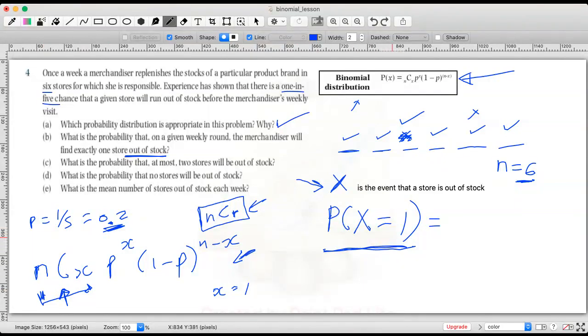So for our problem where X is 1, we have our N, which is 6. All I'm doing now is following this formula. So I'm going to have 6C1, because X is 1, times, because between each of them there's a multiplication, P to the X, times 1 minus P to the N minus X.